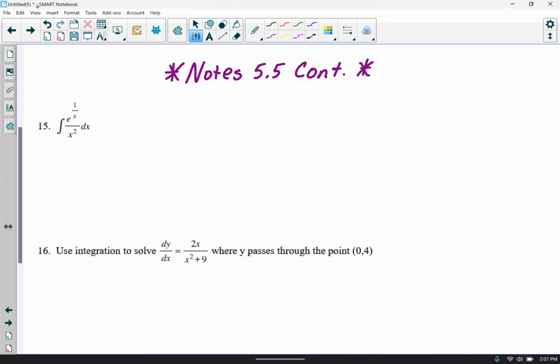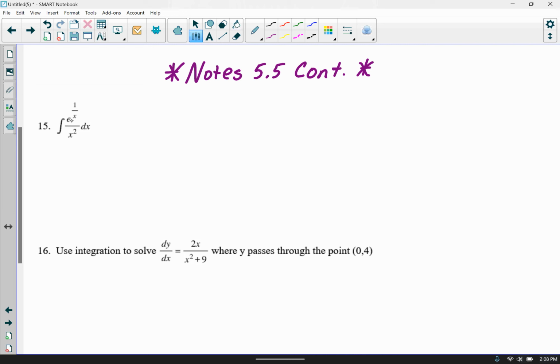Hi there. So in this video, I am going to wrap up those last three examples in section 5.5 that we didn't get to in class today. If you recall, we were working on our u substitutions in this particular section. One of the techniques for a u substitution whenever you had an exponential function was to use either the full exponential function itself or the power on that exponential function.